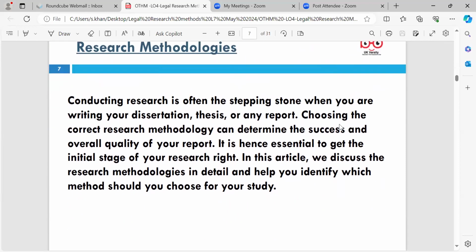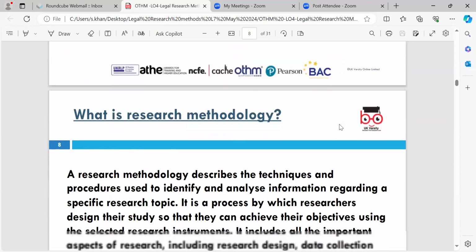Conducting research is often the stepping stone when you are writing a dissertation. And that's not just for the dissertation. If you're doing an assignment, the main thing is getting the research together. And this is a big project, so you need to be able to get the research together. Choosing the correct research methodology can determine the success and overall quality of your report. It is hence essential to get the initial stage of your research right. Here, we will discuss the research methodologies in detail and help you identify the method you choose for your study. So it's really important.